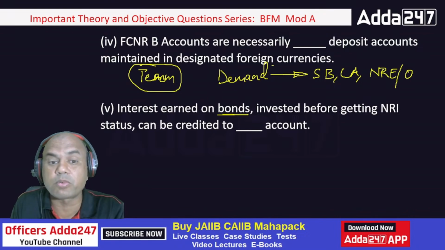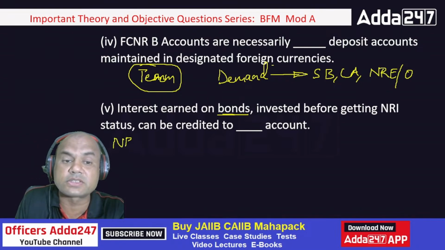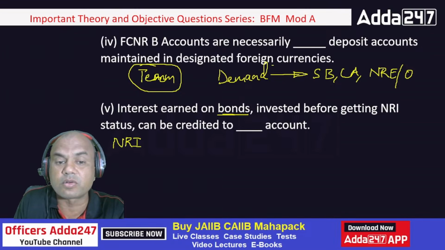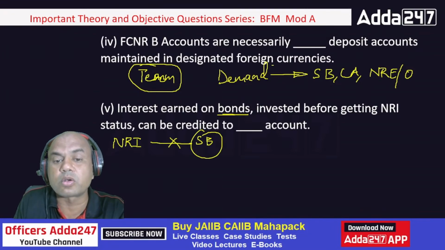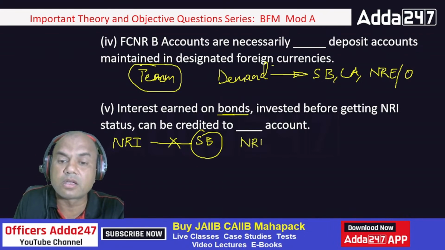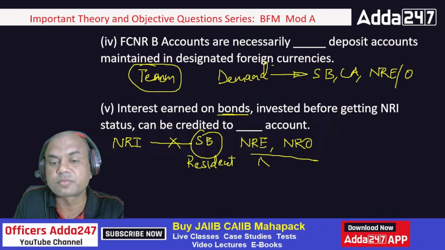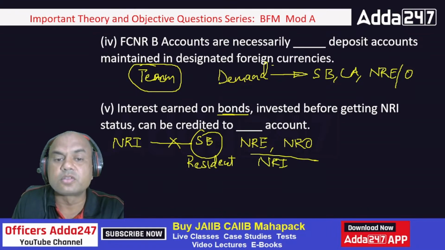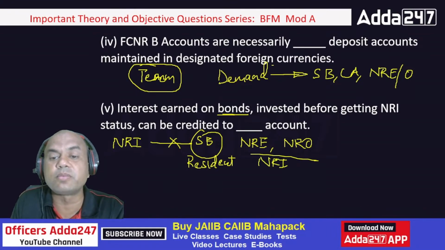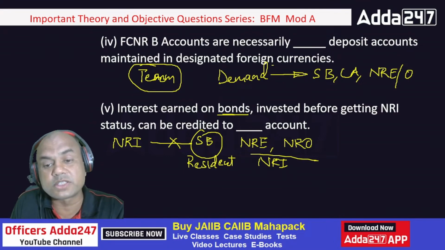Remember one important point. An NRI can never have a resident savings account. Not possible. An NRI can have an NRE or NRO account. These are also savings accounts, but this is known as a resident savings account, meaning an Indian resident, and these are for NRIs. Got it? So interest earned on bonds invested will be credited where? Either of these two accounts.